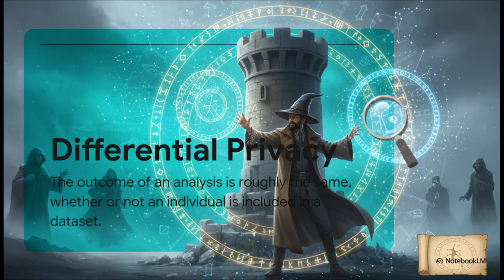The core idea here is to give you what's called plausible deniability. The results from the data are intentionally blurred, just a tiny bit, so that anyone looking at them can never be 100% sure if your specific information was even used in the first place. You're perfectly hidden in the crowd.